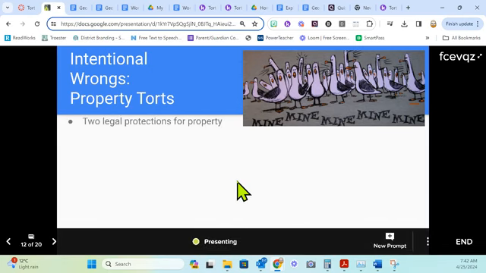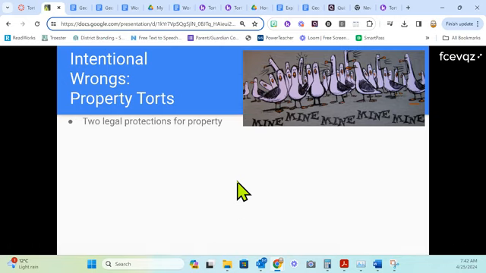As I said, today we are shifting to property torts. So previously, if you're wondering, well, what kind of torts were we looking at? Most of these were in the realm of harm to a person, either physically, emotionally, reputationally. Now we are shifting to people's property rights rather than the people themselves.